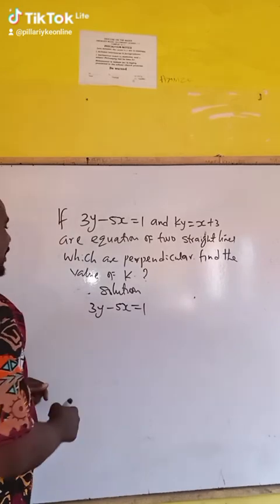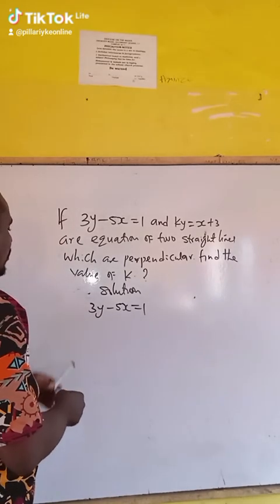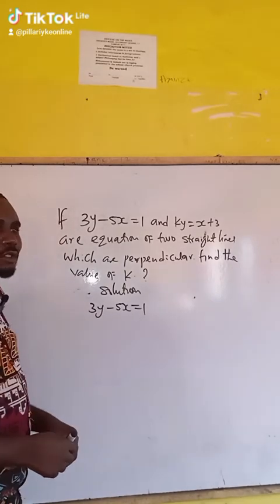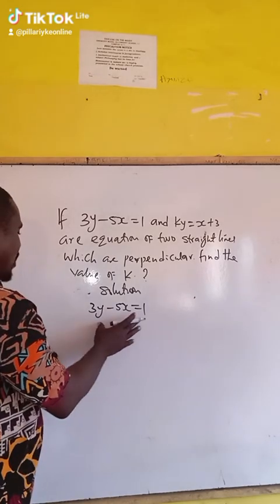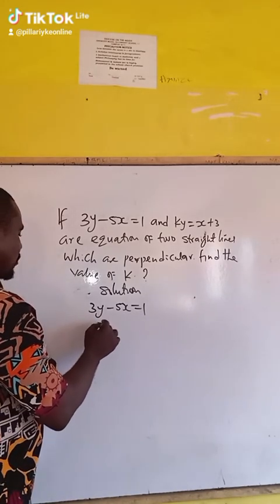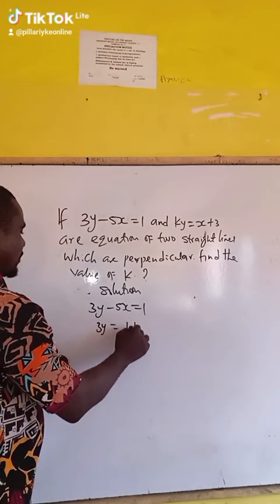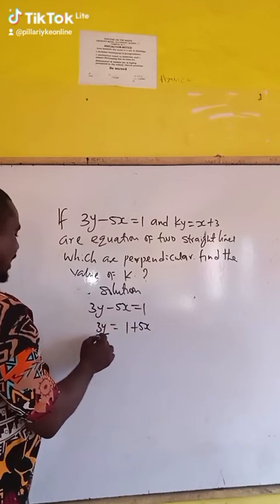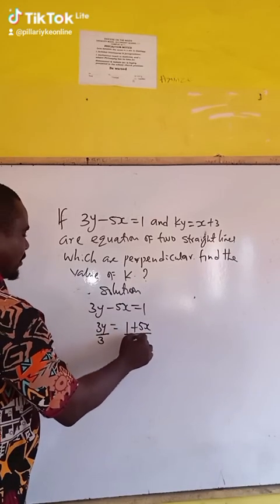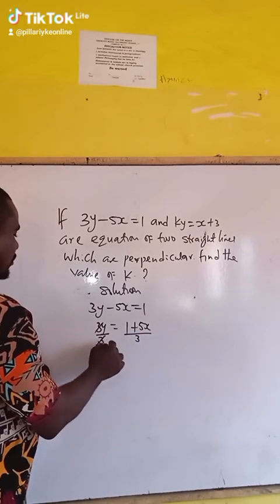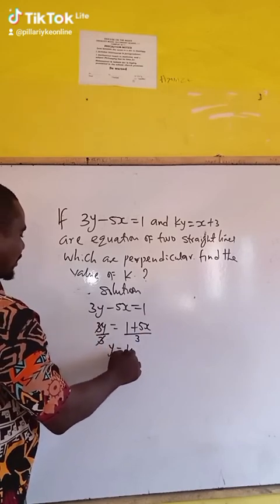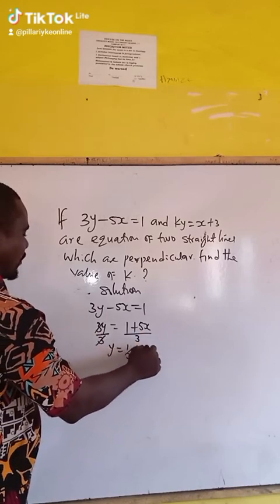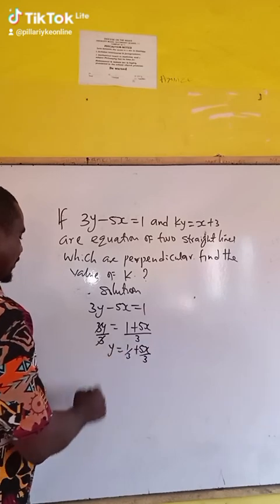Then we are given the first equation of a line, 3y minus 5x equals 1. The first thing you do to get M1 is to make y the subject of the formula. So to make y the subject, we have that 3y equals 1 plus 5x. Then divide both sides by the coefficient of y. So we now have that y is equal to 1 over 3 plus 5x over 3.